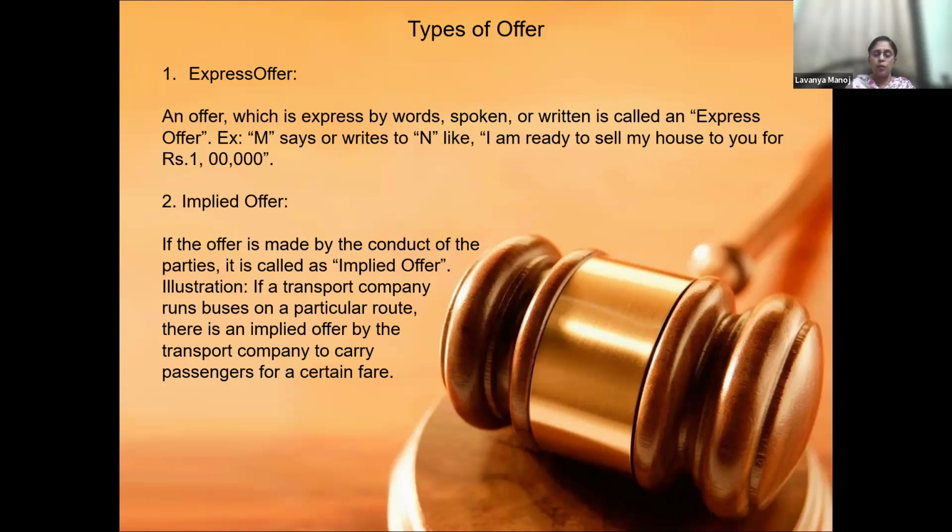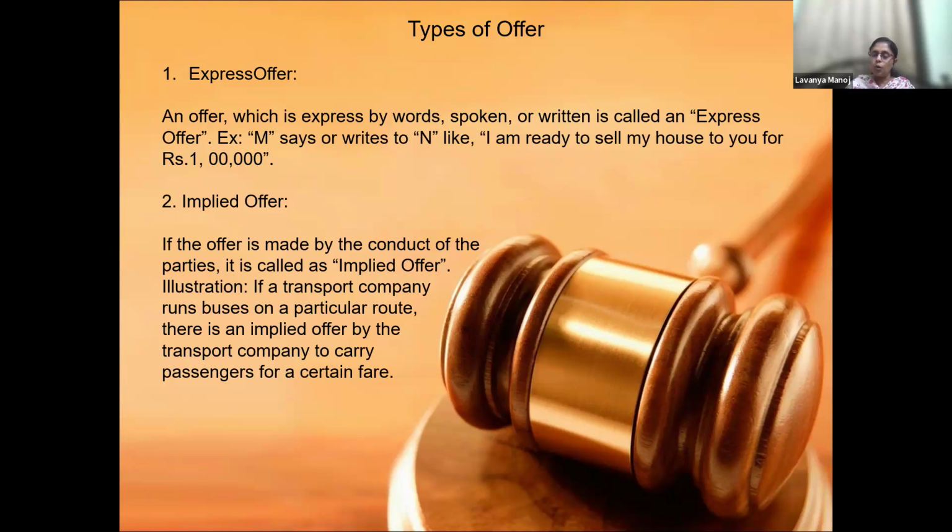Second one is implied offer. So if the offer is made by the conduct of the parties, it is called implied offer. That is promising, like the conduct is promised. So if a transport company runs buses on a particular route, there is an implied offer by the transport company to carry passengers for a certain fare.